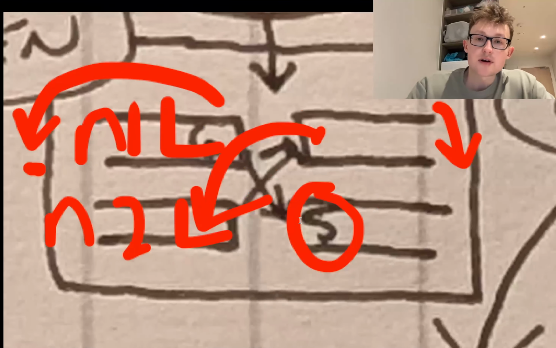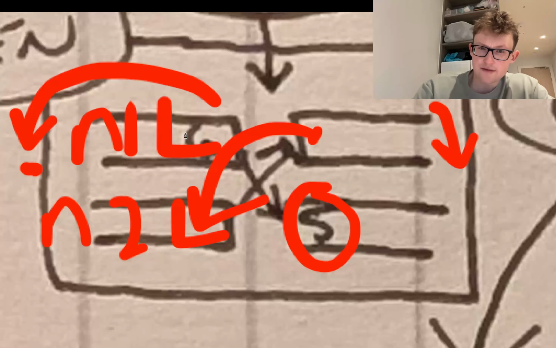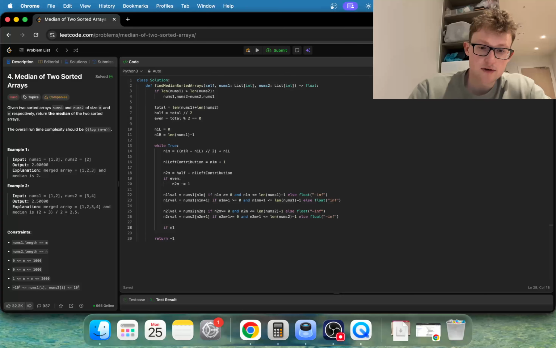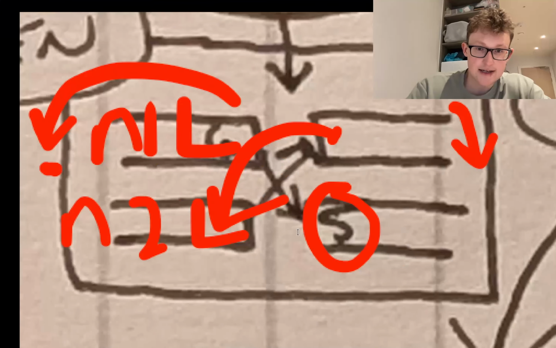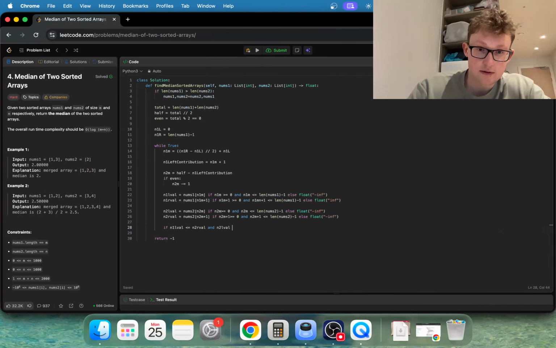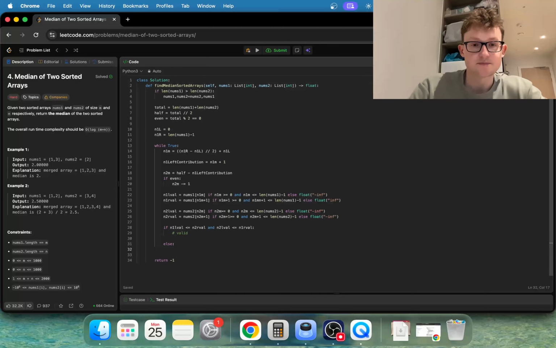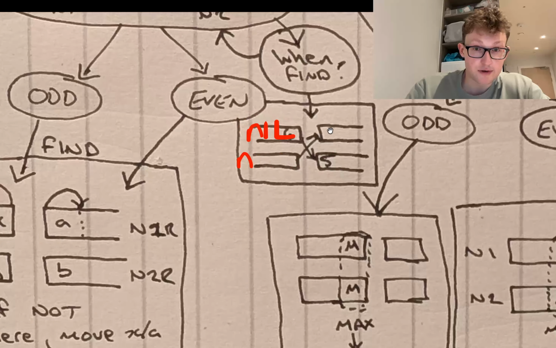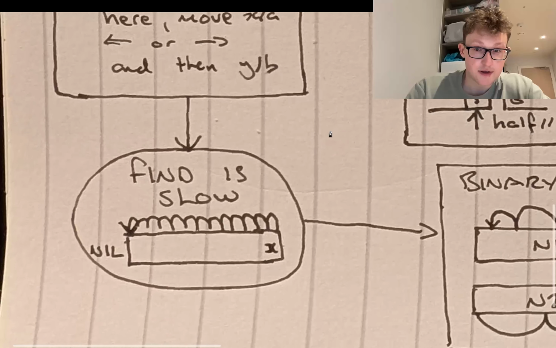So what do we do now? We say if n1 left val is less than or equal to n2's right val, and n2's left val is less than n1's right val, then it's valid, else it isn't. And in the case when it isn't, that is whenever we want to go do binary search, like this here.